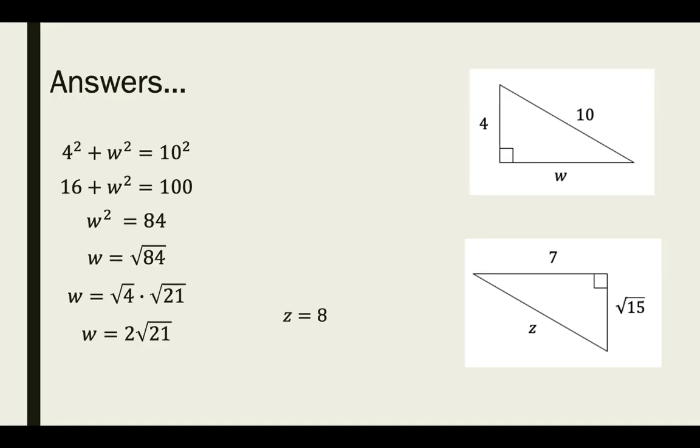So W is a leg. We plug in our values, we get W squared by itself, and we have to simplify that square root of 84, just like we had to for y on the previous problem. And then for Z, we're trying to find a hypotenuse. So we square 7 and we take the square of the square root of 15.